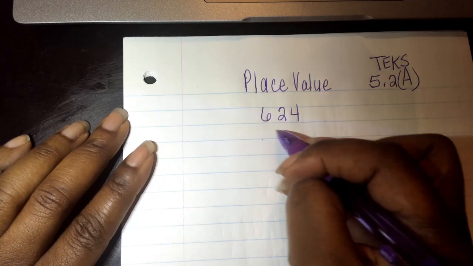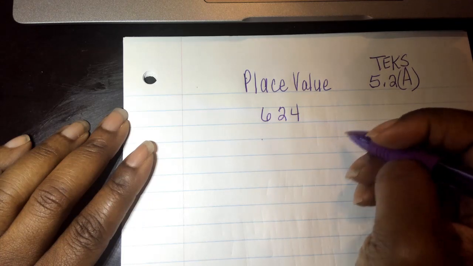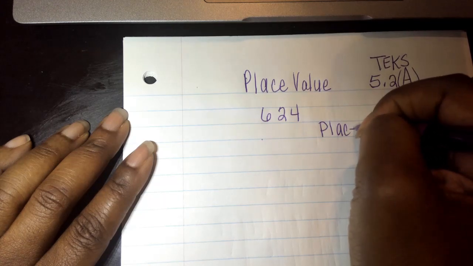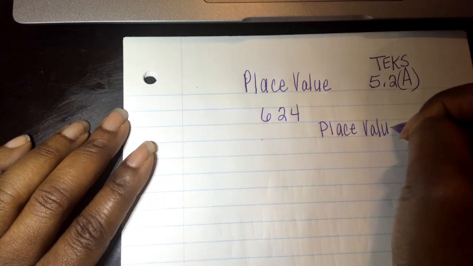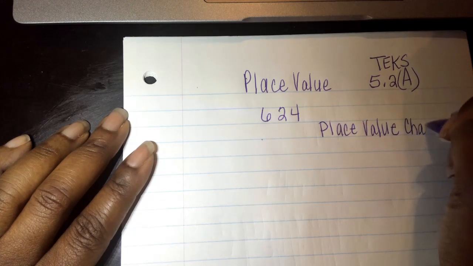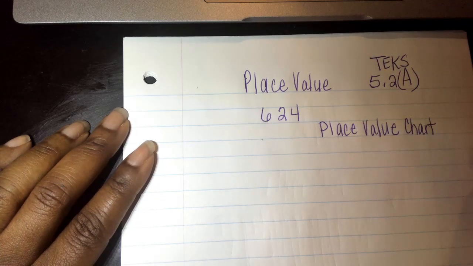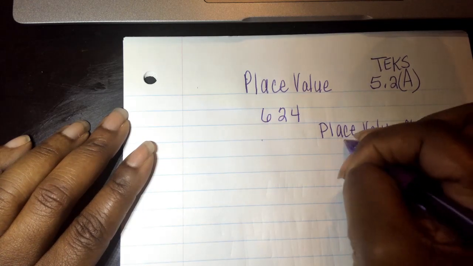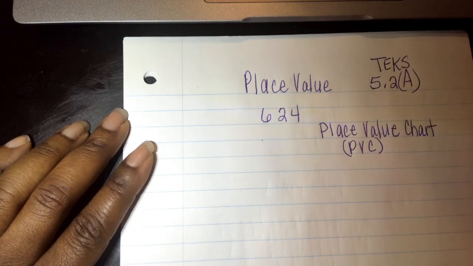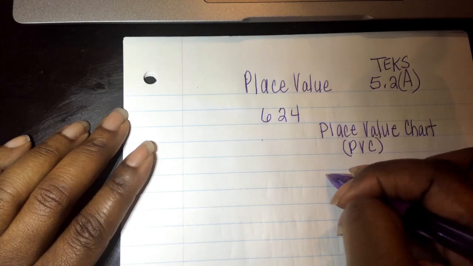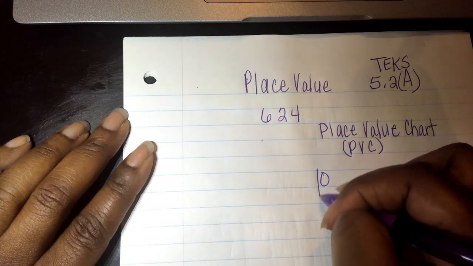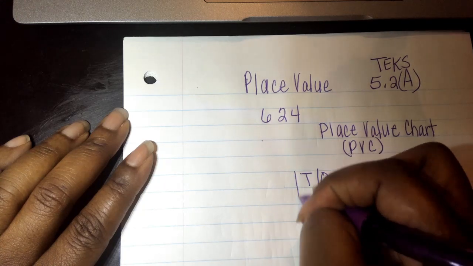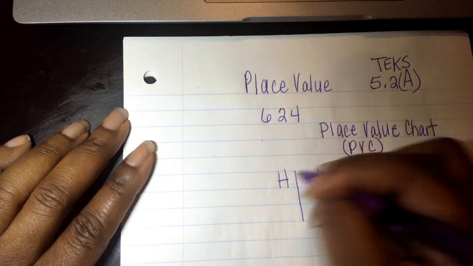So here, our students would know how to make what's called a place value chart. This really helps to visualize the numbers, and so students have a really good idea of the value of numbers. You'll also hear me call the place value chart a PVC, which is just short for place value chart. Okay, let's get started. I like to start my place value chart with the smaller numbers that they're familiar with, so the ones place value, tens, and then hundreds.